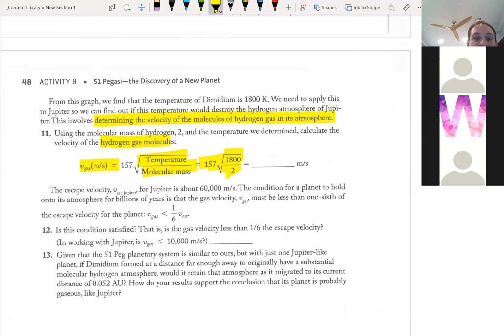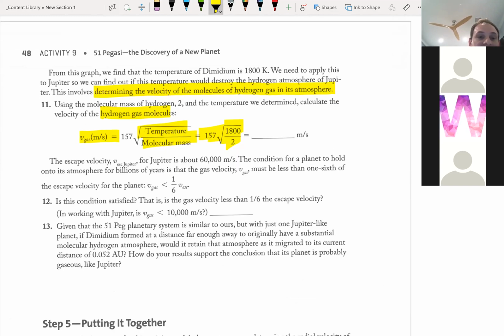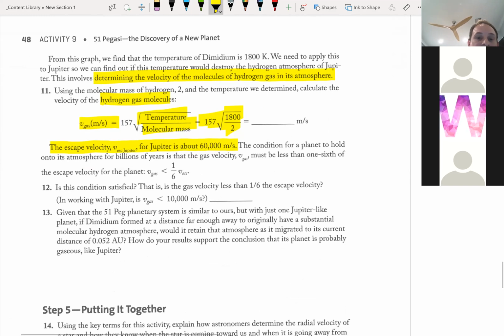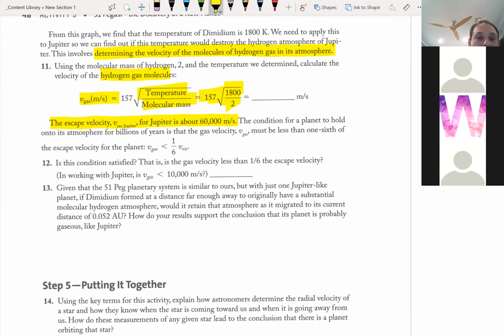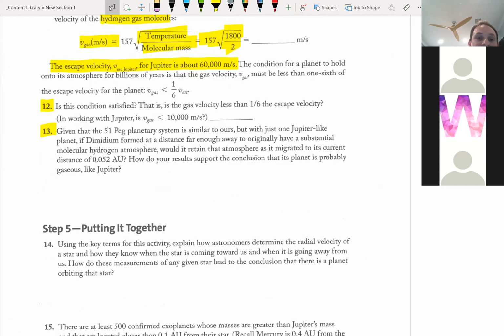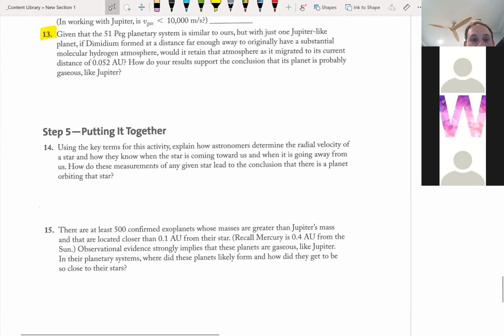Okay. And then they give us that the escape velocity of Jupiter is 60,000 meters per second. And they give us some more information. Basically we want to say, hey, does this make sense? Is it actually possible for this planet to exist where it does, around its star, Pegasus 51? And then step 5, you're just putting things together here. All right.